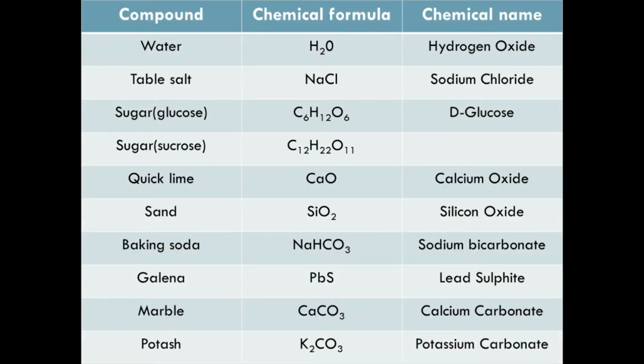Here are some compounds, the chemical formulas and their chemical names. Water, H2O, hydrogen oxide. Table salt, NaCl, sodium chloride. Sugar in the glucose form, C6H12O6, and its chemical name is D-glucose. Compound sugar in the sucrose form, C12H22O11, and its chemical name is sucrose.